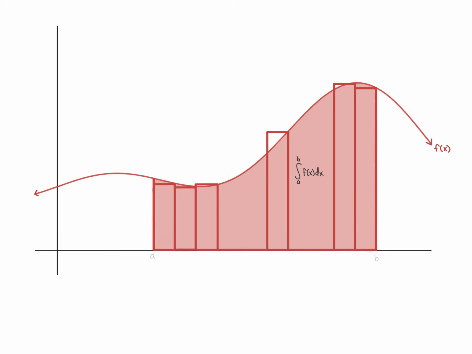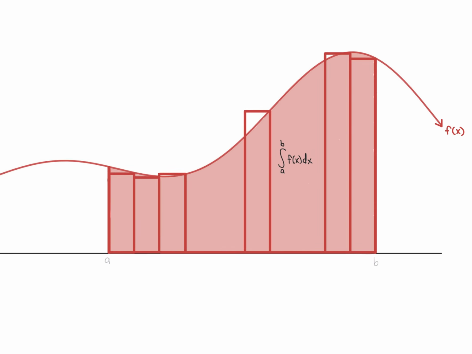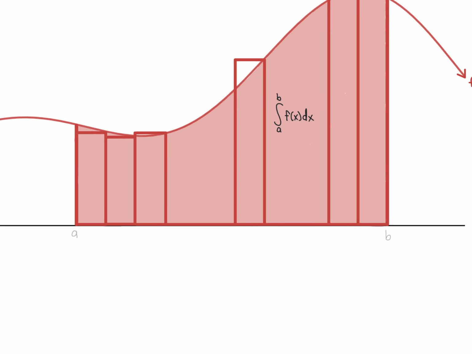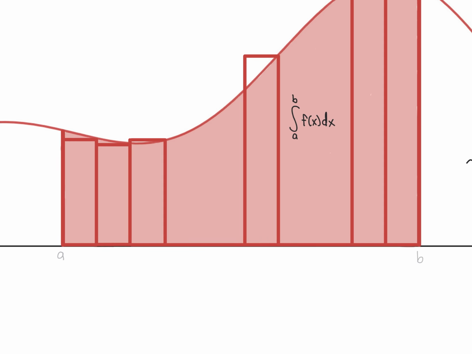Okay, but this whole area is denoted by this little notation right here. So that's what we're really trying to find, ultimately. Okay, so we've got this interval from a to b, and let's say that there's going to be n of these little rectangles.